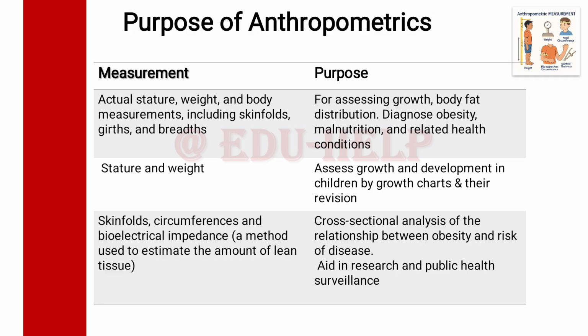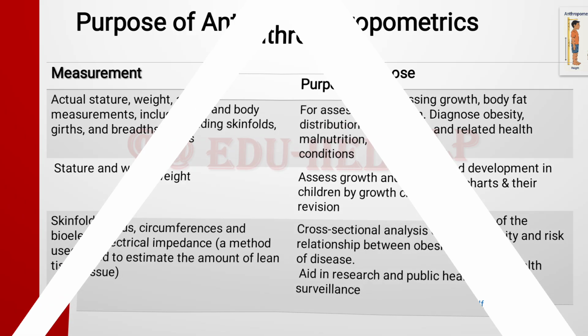Various purposes for anthropometric measurements are: it can be used for assessing growth, body fat distribution, diagnosing obesity, any kind of malnutrition and related health conditions. Stature and weight are used to assess the growth and development of a child. If we do it repeatedly and plot it on the growth chart, then we can assess the growth and development of a child. Skin fold thickness and other circumferences can also be used for cross-sectional analysis, and they can help in research and public health surveillance.